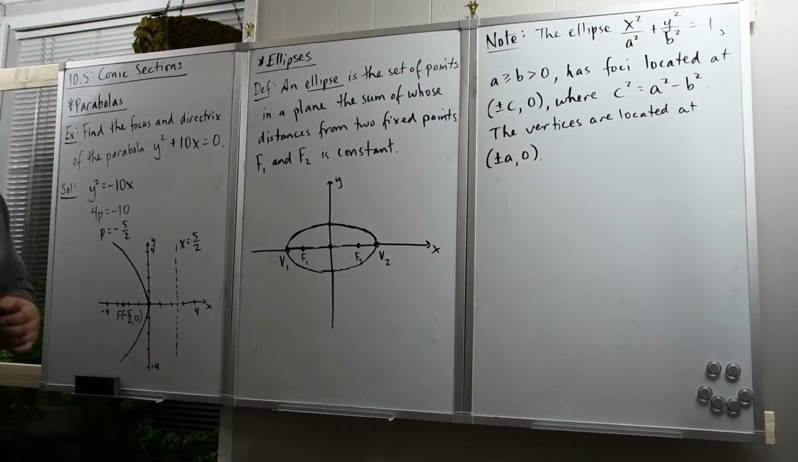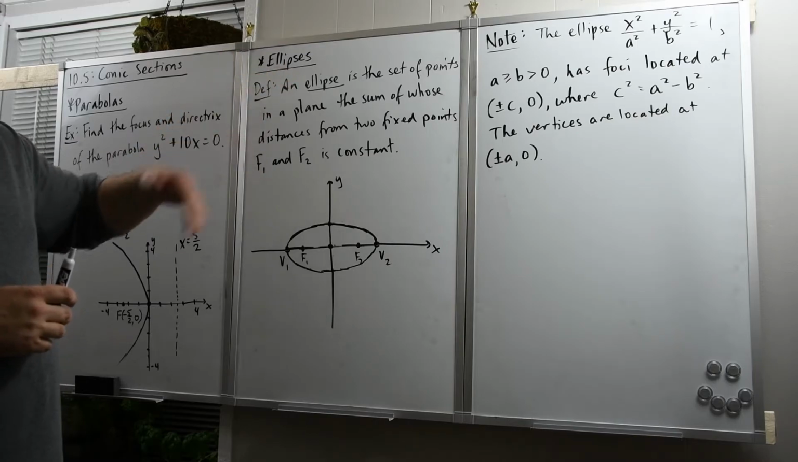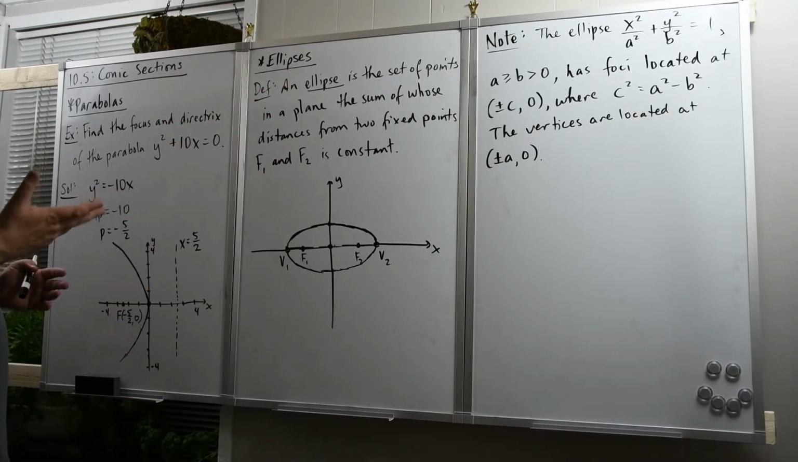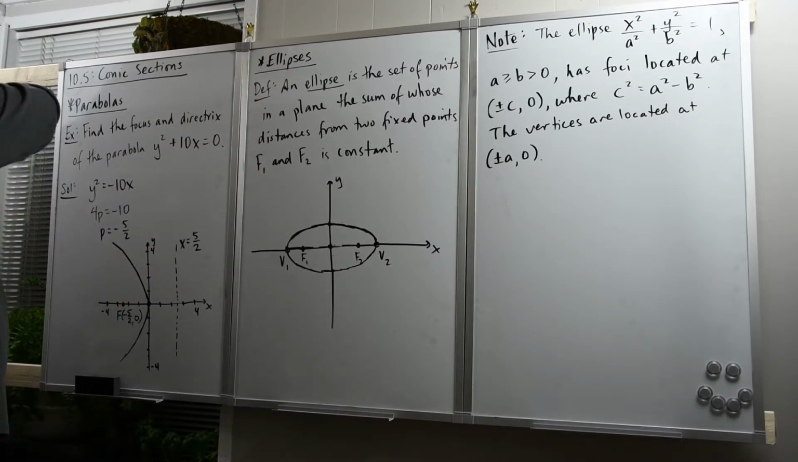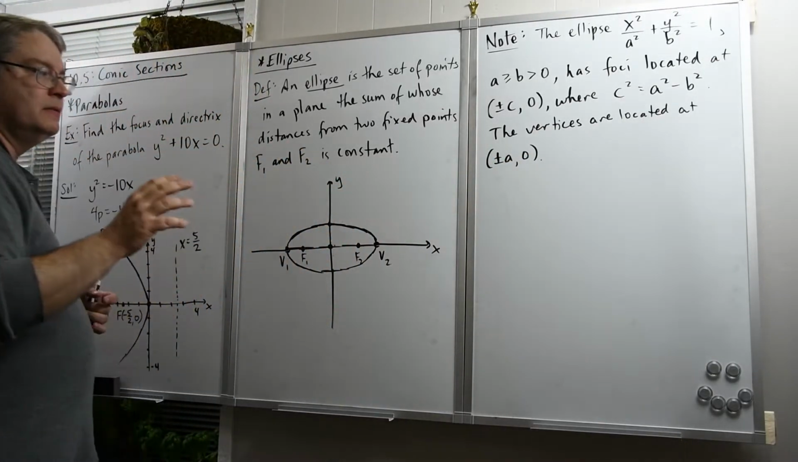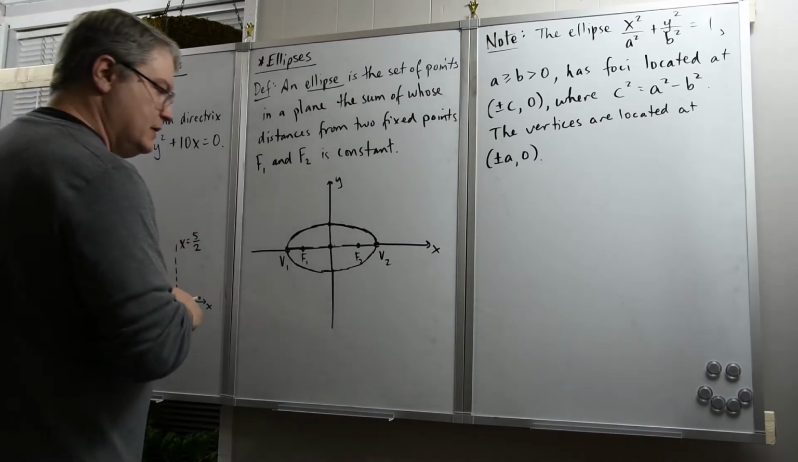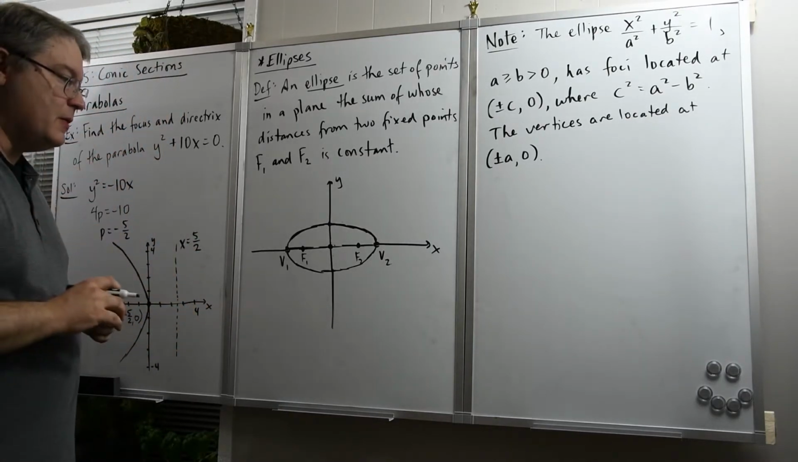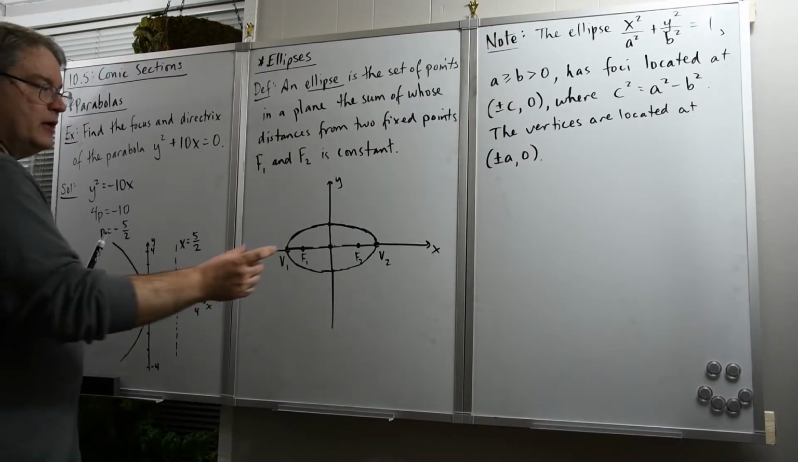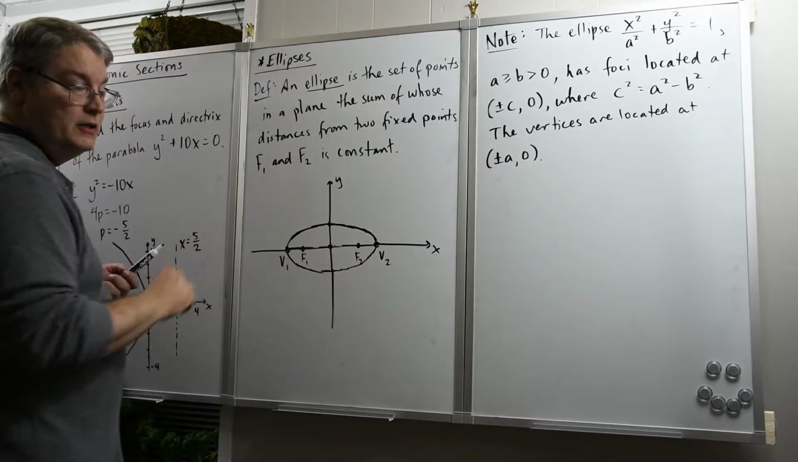And so we're going to start to think about what the A, B, and C are going to really represent here. So the claim is that the vertices are located at a comma 0 and negative a comma 0. All right, well, if you think about what that means, it means that the distance from the center to each vertex is going to be a units.